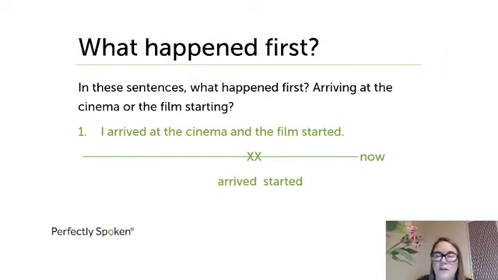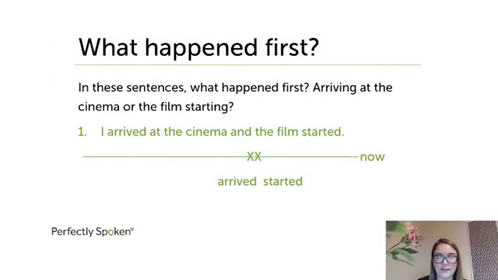So sentence 1, I arrived at the cinema and the film started. So we've got arrived and started both in past simple, and this shows that they happened at the same time. You arrived, the film started. So a good situation. You didn't miss any of the film. Maybe not so good if you wanted time to go and buy some popcorn and something to drink. But in any case, using past simple and past simple here shows that they happened at the same time.